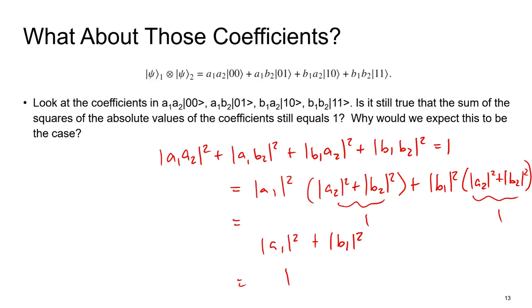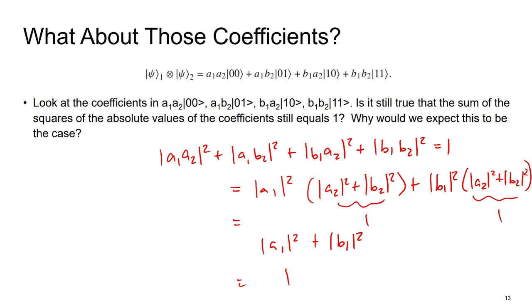All right. So what about the coefficients? We can look at the coefficients in our expression here. So we have A1 A2, A1 B2, B1 A2, and B1 B2. We can ask ourselves, is it still true that the sum of the squares of the absolute values of the coefficients equals 1? And if yes, why would we expect that to be the case? Anybody have a thought? They better be, right? It better work.